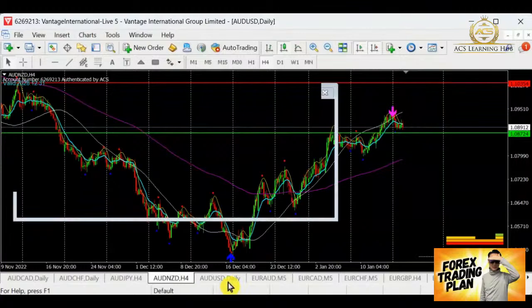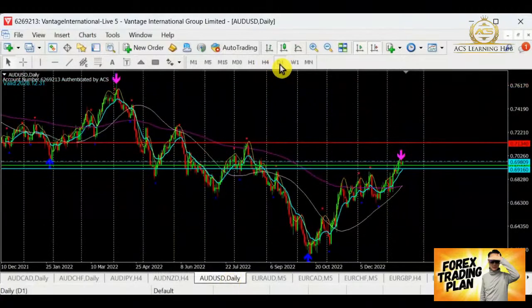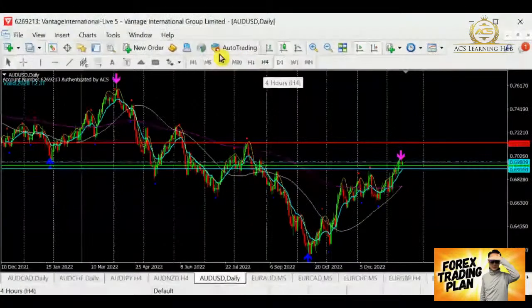Okay. Right. So for Aussie Dollar, let's take a look. Well, for Aussie Dollar, we are still in the bull. Right now we are still buying. Buyers can take note, sellers have to stay away for now.